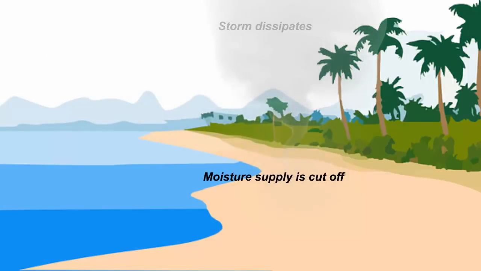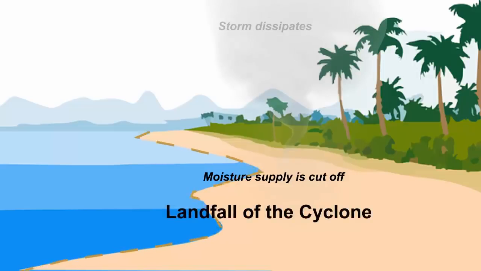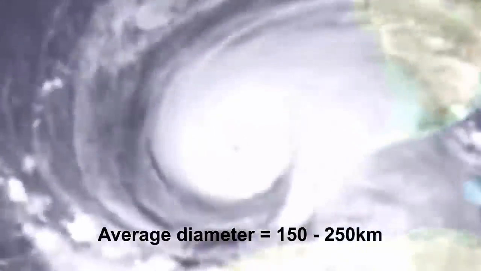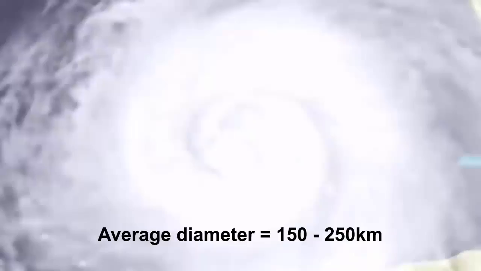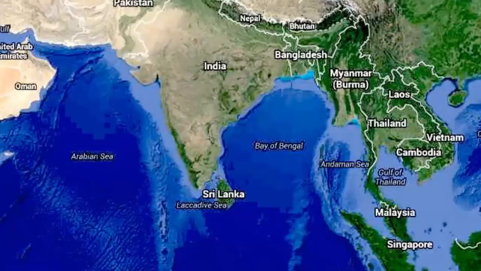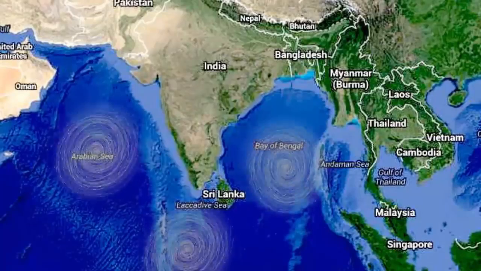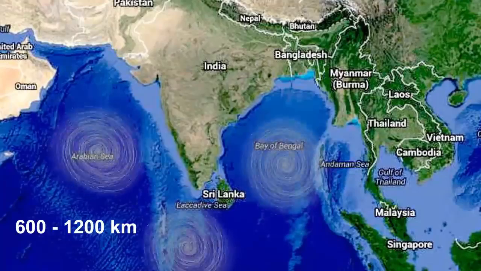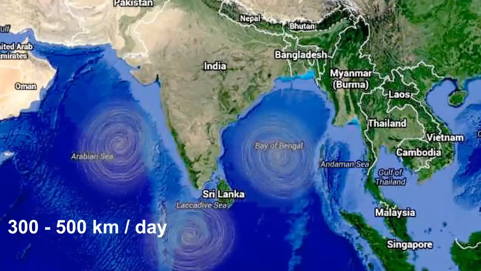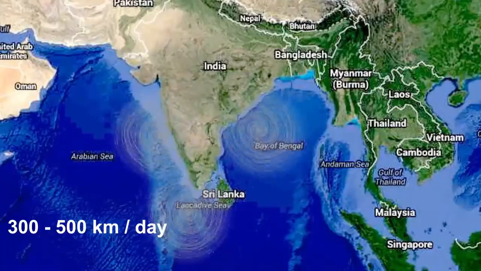When the cyclone crosses the coast, because after that the landmass starts, the place where the tropical cyclone crosses the coast is called the landfall of the cyclone, meaning the power of the cyclone naturally decreases because the supply of moisture is cut off. The average diameter of a circulating tropical cyclone can vary between 150 and 250 kilometers. However, the diameter of the storm over the Bay of Bengal, Arabian Sea, and Indian Ocean is between 600 to 1200 kilometers. And these cyclones move slowly at a speed of about 300 to 500 kilometers per day.